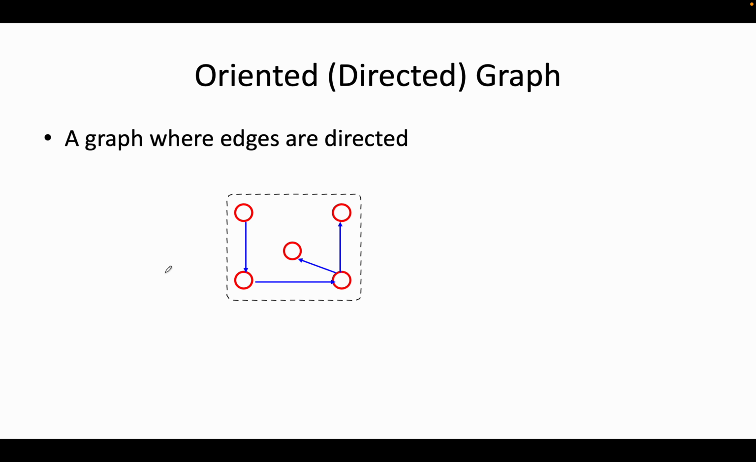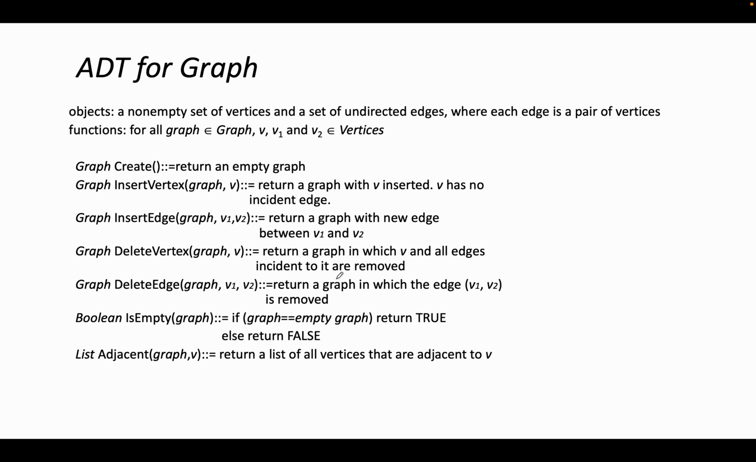Okay. Directed graph. So here is the directed graph. Then you can see that they have a direction. And here are the operations that we can do for the graph in ADT. One is we can create it, we can insert the vertex, we can insert the edge, we can delete the vertex, delete the edge, check that it is empty or not, return true or false, and then get the list of adjacent.